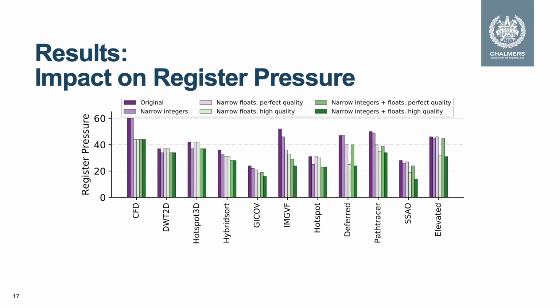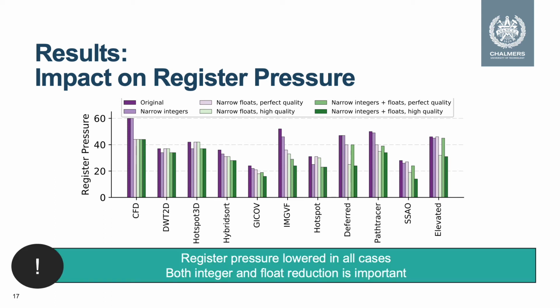There are 2 main takeaways from this graph, and that is that the register pressure is lowered in all cases, and also that both integer and float reduction is important. For example, by looking at CFD and deferred, we can see that the floating point part of the framework heavily reduces the register pressure, but the integer part does not do much of a difference. On the other hand, if we look at DVT2D and the hotspot benchmarks, it's the other way around. So here, the integer part heavily reduces register pressure, but the floating point part does not.